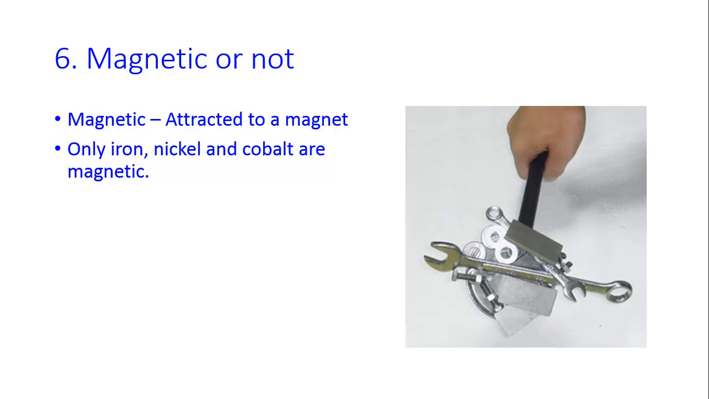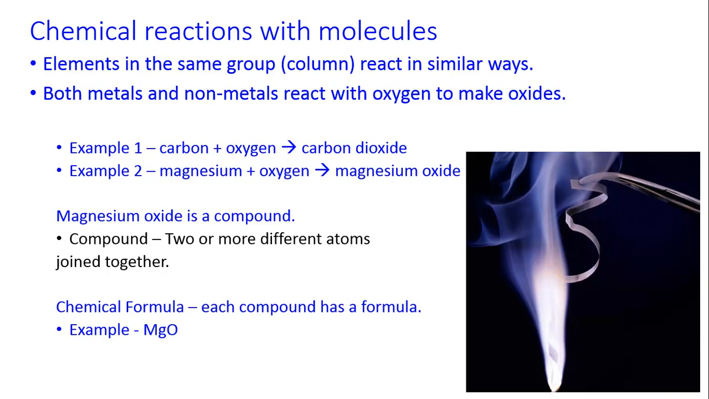The sixth physical property to remember is magnetic or not. Magnetic means to be attracted to a magnet. There are 3 metals that are magnetic, and these are iron, nickel, and cobalt. Okay, that's enough about physical properties.